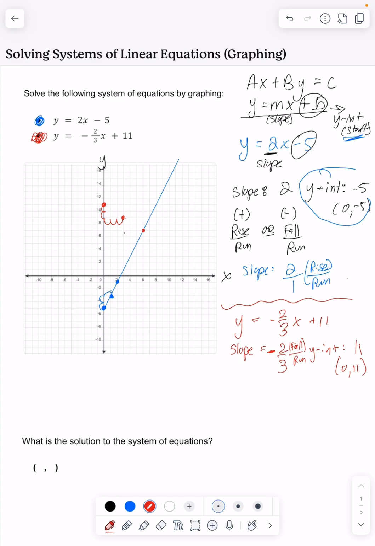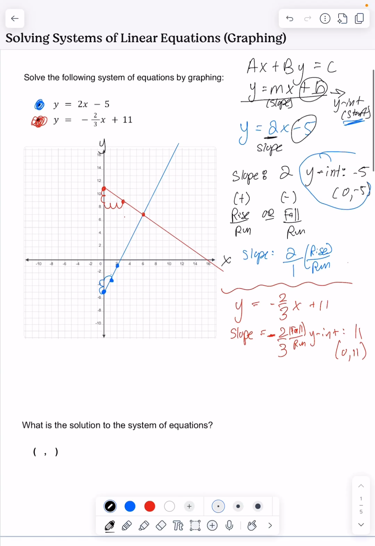It was 2, run 3. 1, 2, 1, 2, 3, right? So in this case, we get that first value, and now we could create the line. Same thing with this one. Again, extend it the whole entire way. Make sure that all 3 points are connected. And now that we graphed them, we have to find the solution.